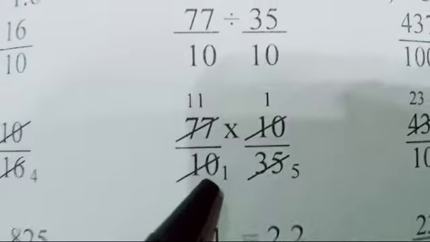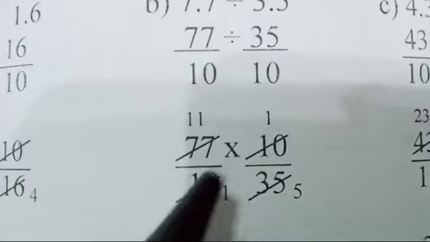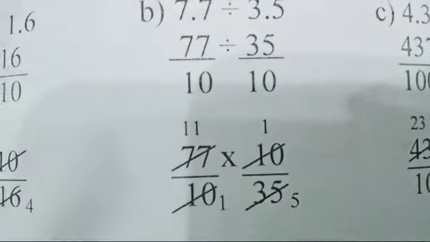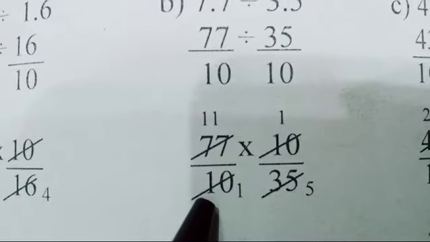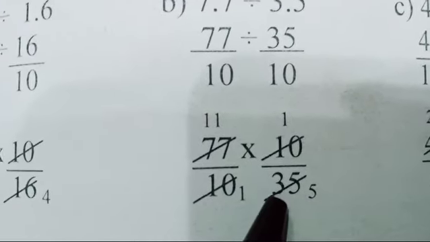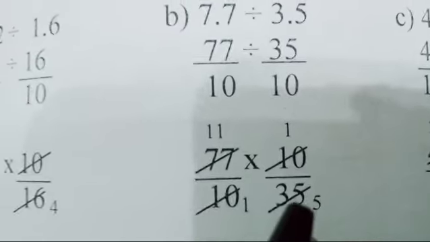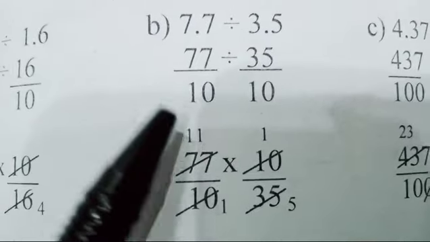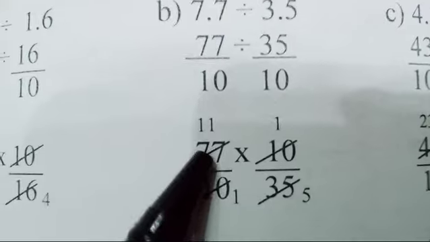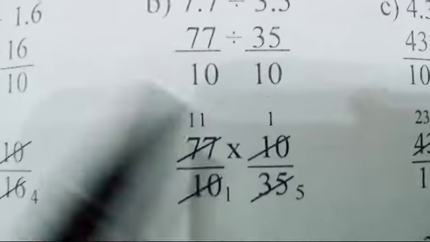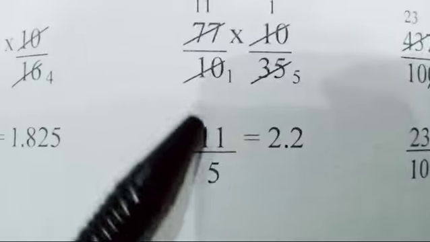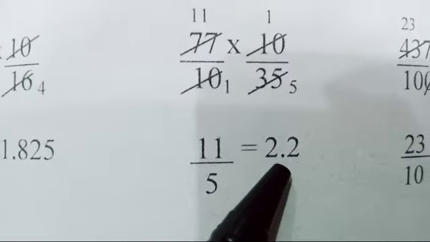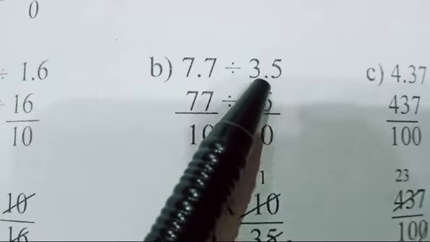Now the third step is cutting. Cut these values if they are divisible in one table, like 10 ones are 10 and 10 ones are 10. Now 77 and 35 are divisible by 7. 7 11s are 77, 7 5s are 35, so we have 11 in the numerator and 5 in the denominator. Now divide it, we get 2.2. In this way we divide one decimal by another.